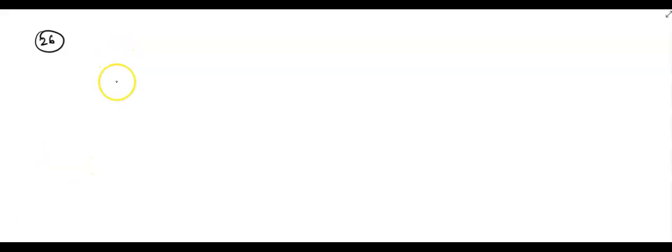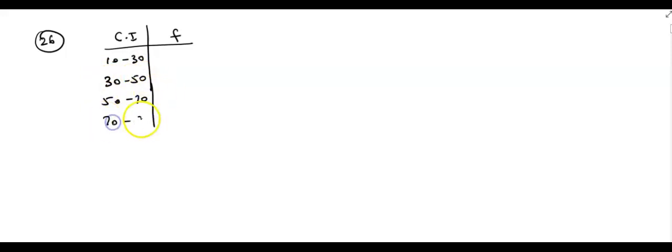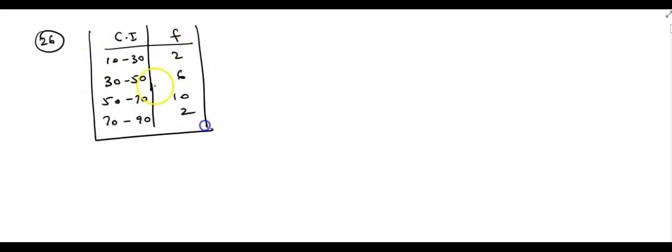See children, here they have given class interval and frequency, right? No need to write this, I am just showing you. They have given this data. I am writing the data: 10 to 30, 30 to 50, 50 to 70, 70 to 90. Frequency 2, 6, 10, 2. This was our question, right? Okay, let it be. Now solution. I am solving here. You have to follow the steps from here. I have just taken the question itself.